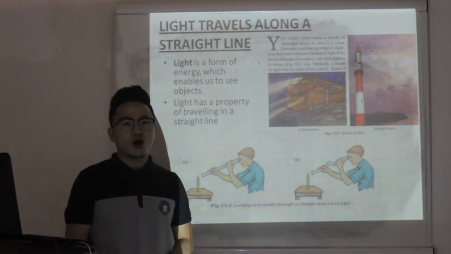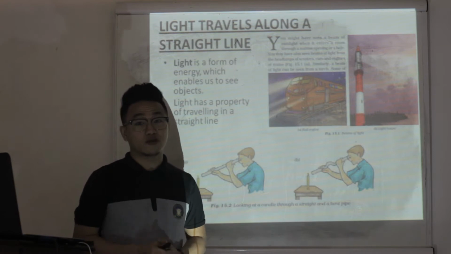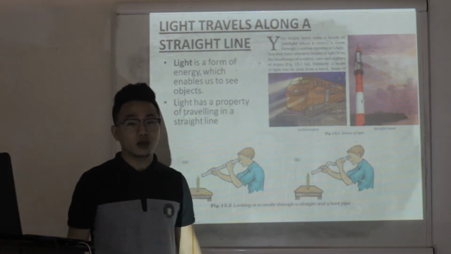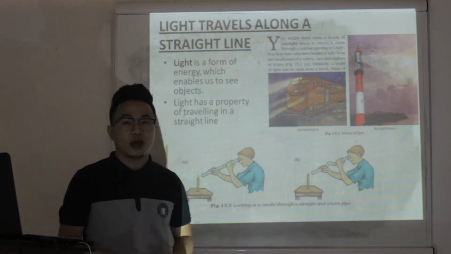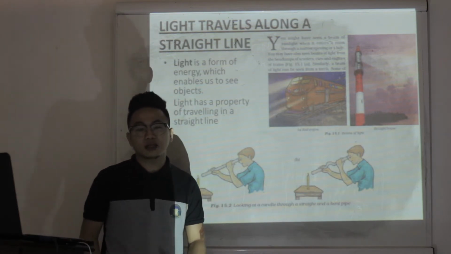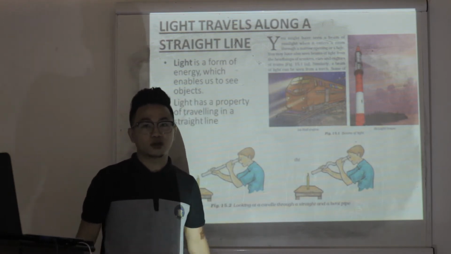I hope you may wonder what is light. So there is a question for you: what is light? Light is a form of energy which enables us to see an object. That is the definition.